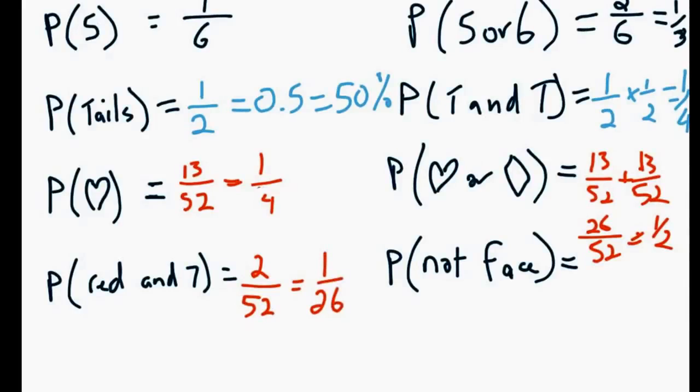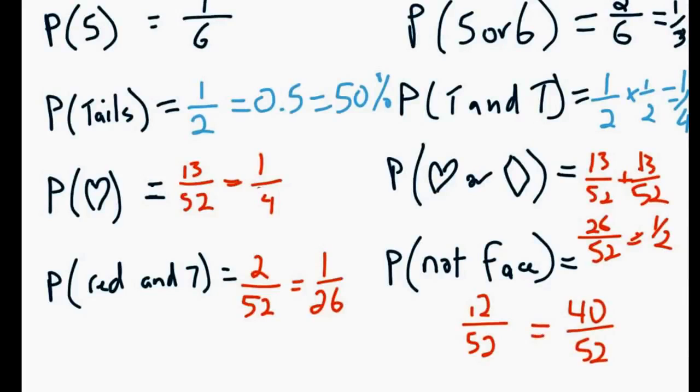And the last one, what's the chances you do not get a face card? There's Jack, Queen, King for each suit, so there's 12 face cards. Right? 12 out of 52 would be the face card, so everything that's not a face card would be 40 out of 52. And this will lead us into doing the complement.